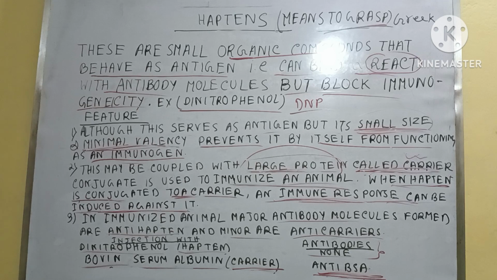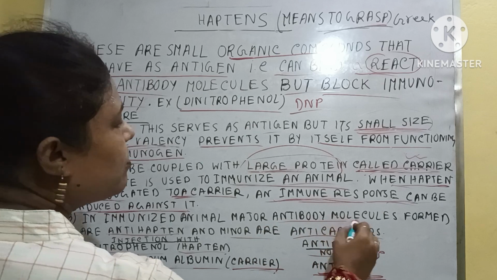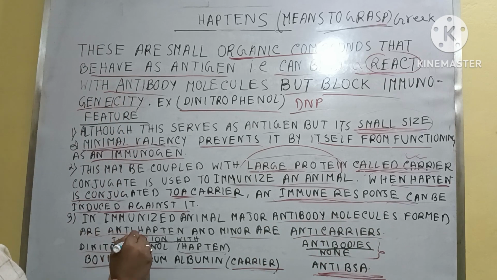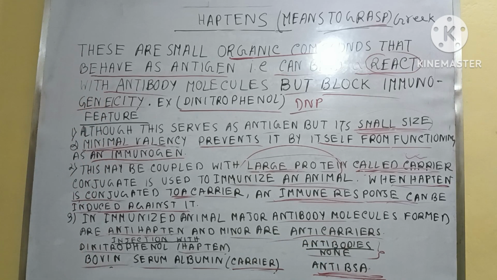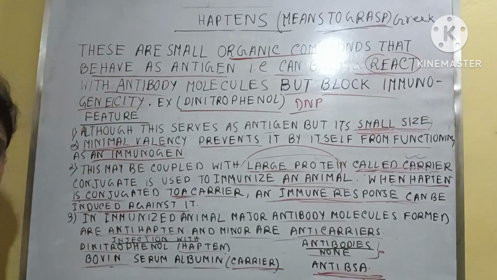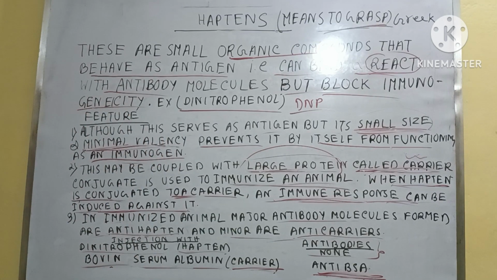Okay. Third point is that in an immunized animal, the major antibody molecules that are formed are called the anti-hapten and the minor are called the anti-carriers. So the major antibody molecules that act against the hapten are the anti-hapten, and minor ones are also produced simultaneously with the anti-hapten. These are the anti-carrier, clear? So minor are the anti-carrier antibody molecules and major are the anti-hapten antibody molecules.